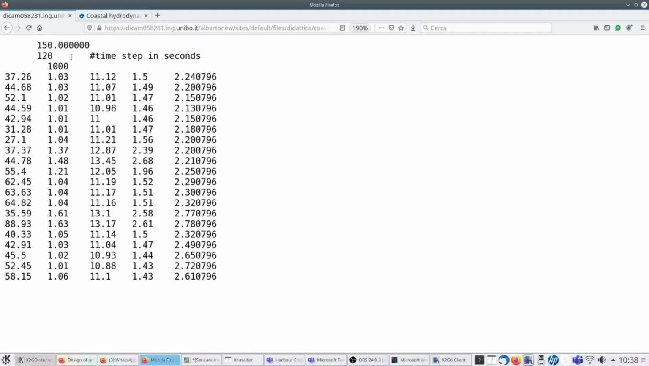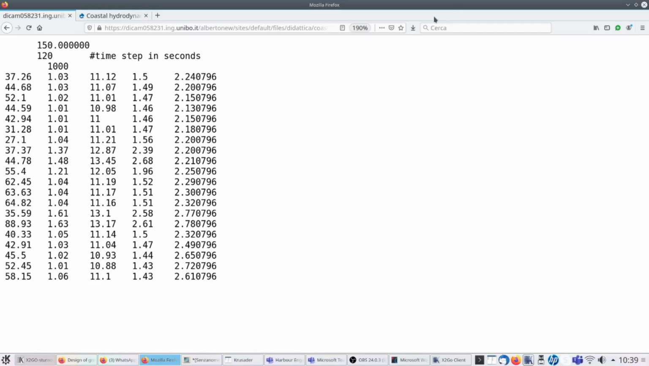And then there is the time step in seconds, and then there is 1000. 1000 is the number of time steps of our simulation. So given that the time step is 2 minutes, we run the simulation for 2000 minutes. So something like less than 1 day. And then we have this data. We already got a description of what these data mean.